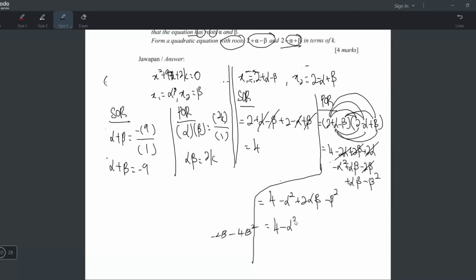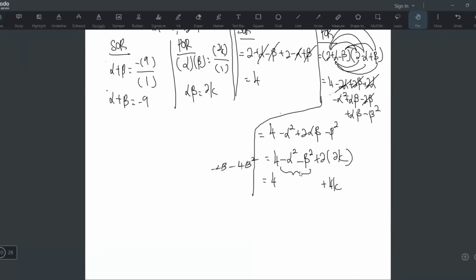So it becomes 4. The minus alpha square minus beta square I will write first. And then the plus 2 alpha beta, yang tu boleh sub dengan 2k. Right? So you left with 4, and then plus 4k here. Yang ni nanti kita tengok. So the soalan say boleh in terms of k, so it's okay kalau you punya k tu ada dekat situ.